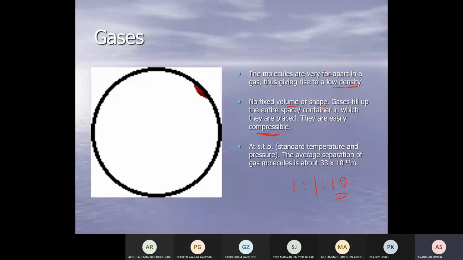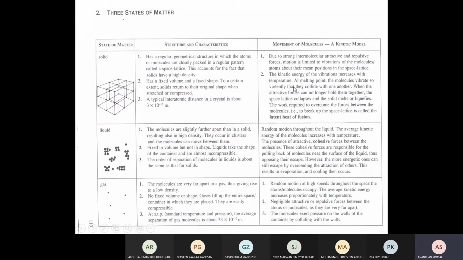So these three you learned before. Just remember as fact. The description we just discussed is in this table: structure and characteristic movement of molecules, all here. Regular shape, regular structure, the size, everything's here. You need to memorize it.